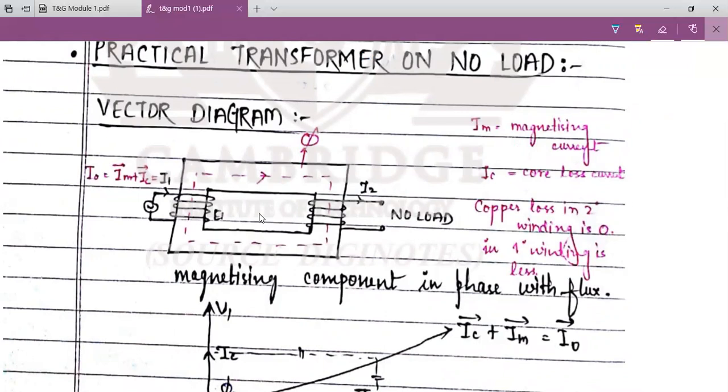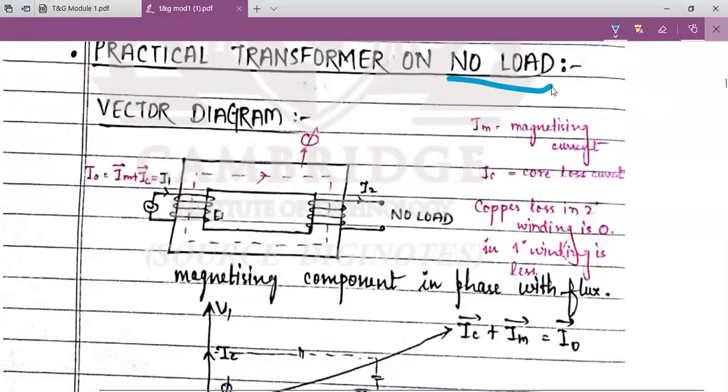They will be asking this question for 6 to 8 marks in the examination. The question will be like: explain the operation of a transformer on no load, giving its vector diagram. As a question, they will ask about the practical transformer on no load. The word no load is in the heading itself. So this is a practical transformer, but there is no load.